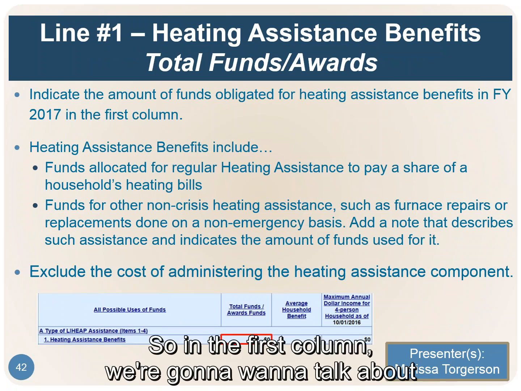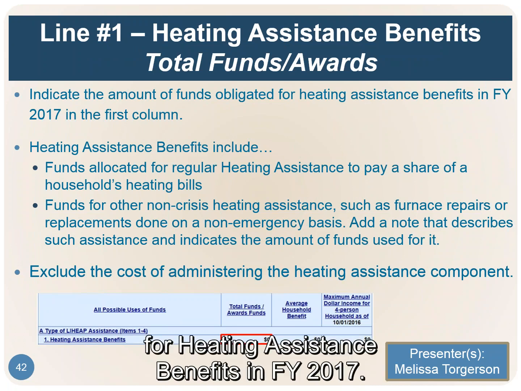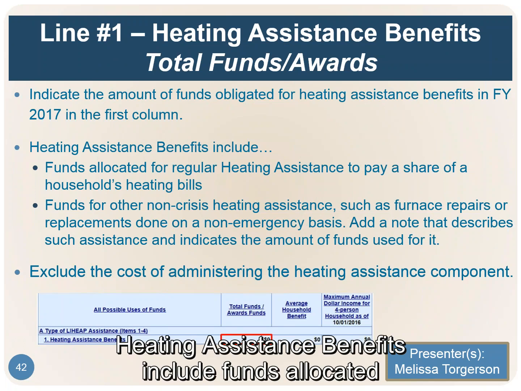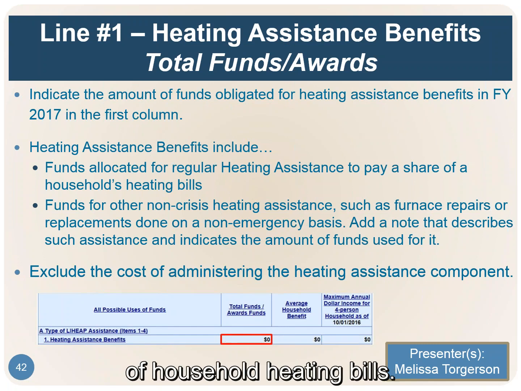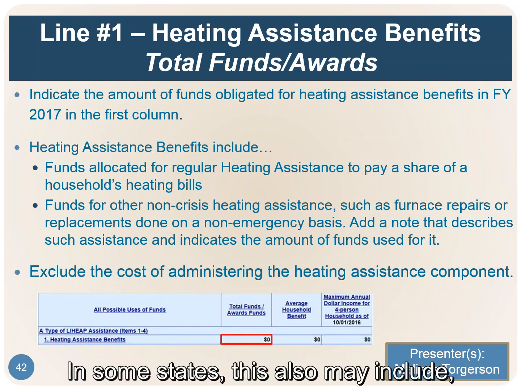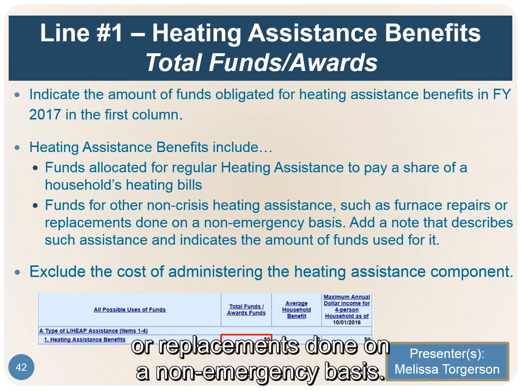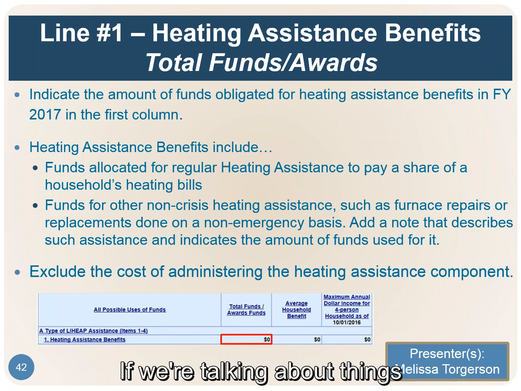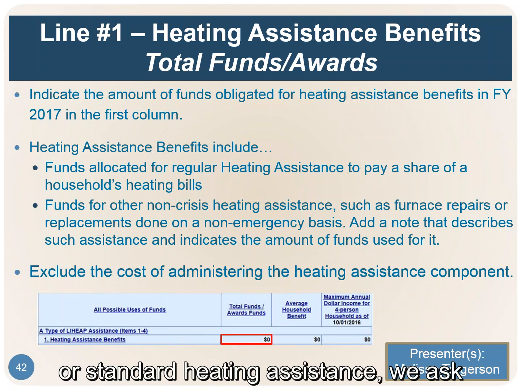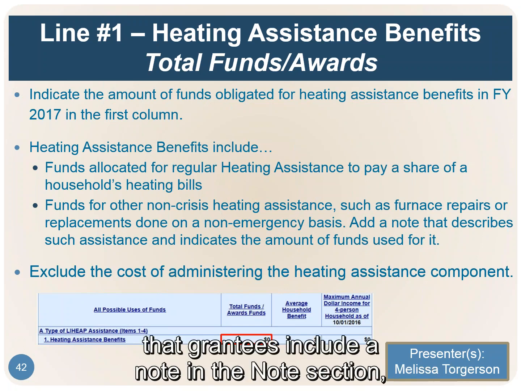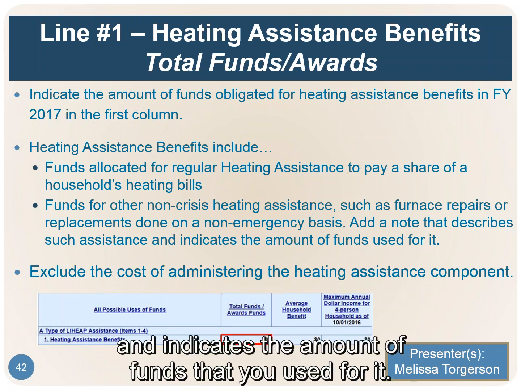So in the first column, we're going to want to talk about the amount of funds obligated for heating assistance benefits in FY 2017. Heating assistance benefits include funds allocated for regular heating assistance to pay a share of household heating bills. In some states, this also may include other non-crisis heating assistance like furnace repairs or replacements done on a non-emergency basis. If we're talking about things that are beyond bill payment assistance or kind of your standard heating assistance, we ask that grantees include a note in the notes section that describes what that might be and indicates the amount of funds that you used for it.